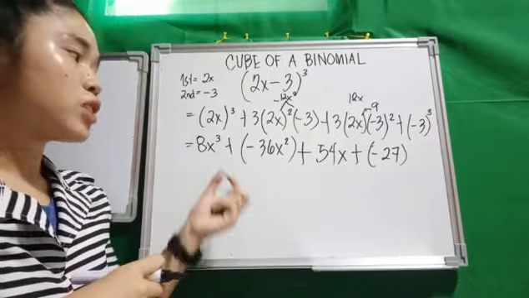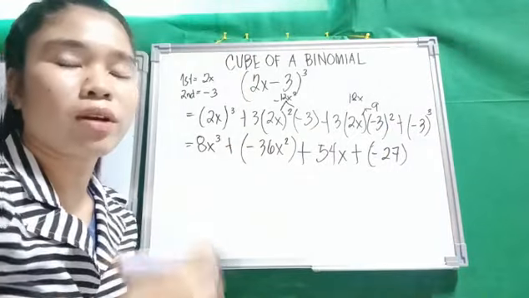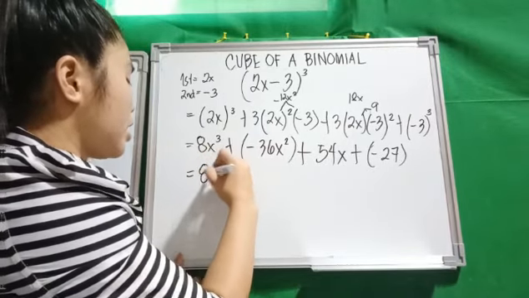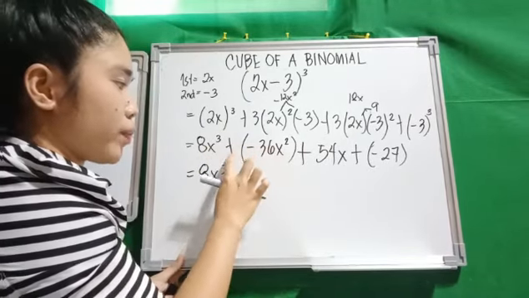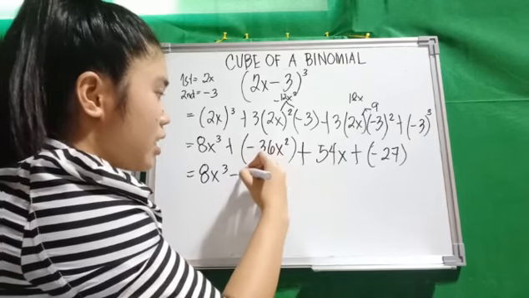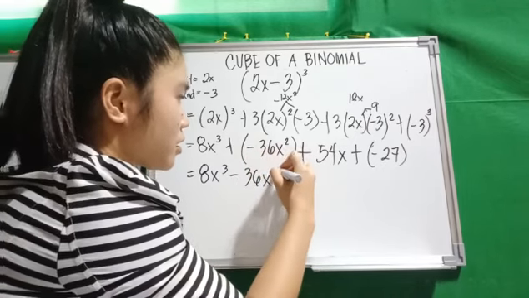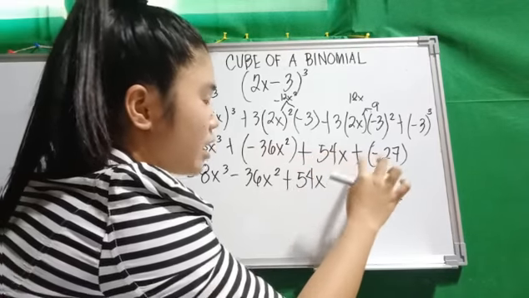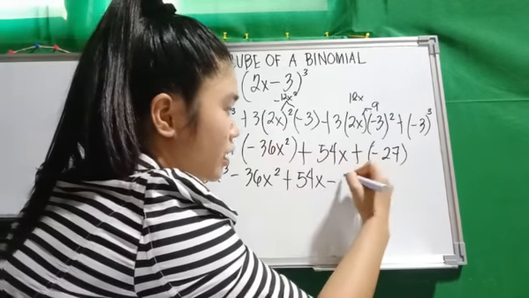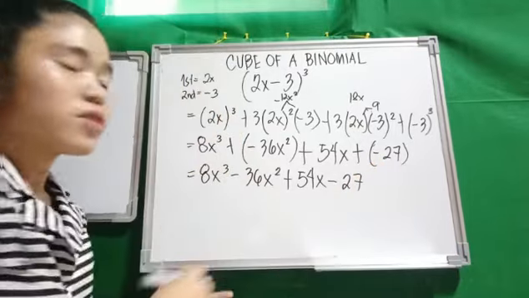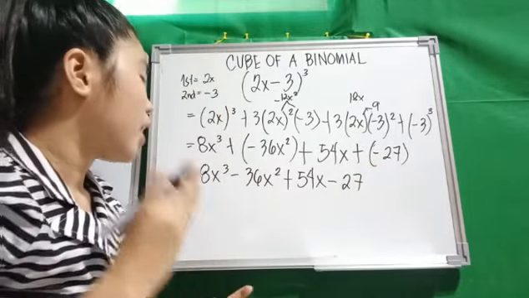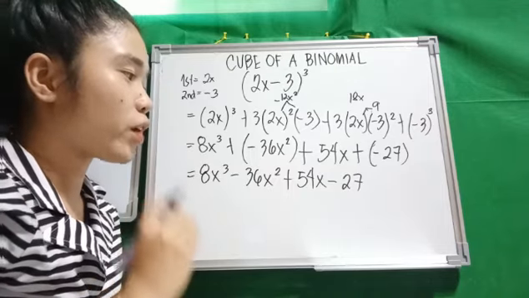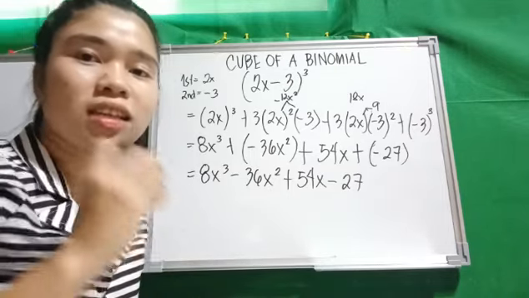So, after nyan, i-multiply na lang natin yung kanilang sign para makuha na natin yung final na sagot. So, we have now 8x cubed. Then, multiply natin itong positive sa negative. It will give us negative 36x squared plus 54x. Then, multiply ulit natin, magiging negative 27. So, yung final na sagot natin ay 8x cubed minus 36x squared plus 54x minus 27.